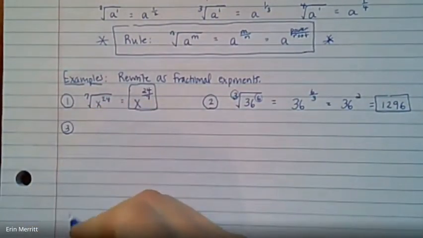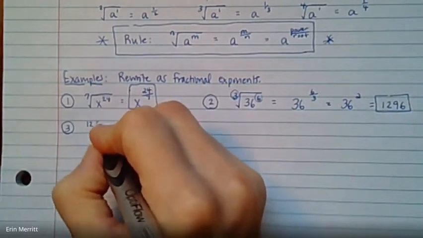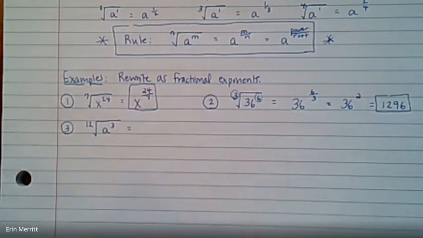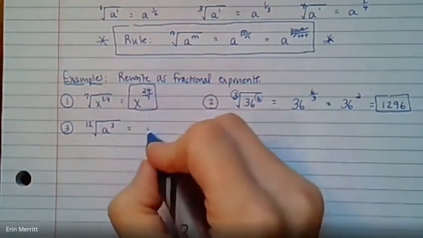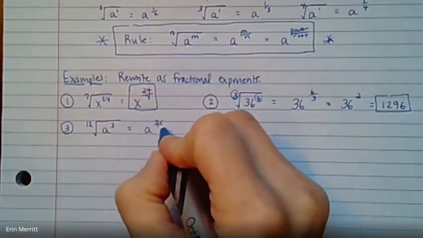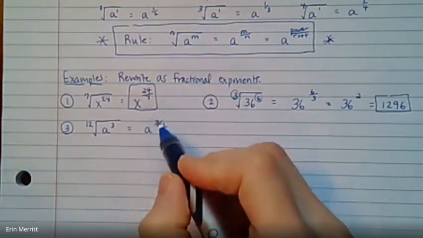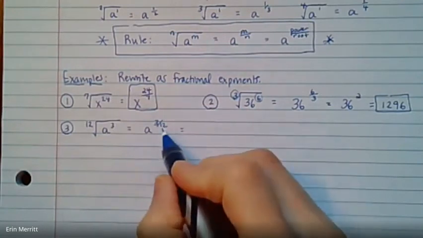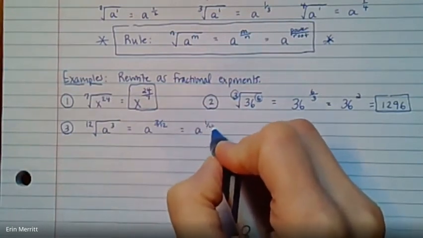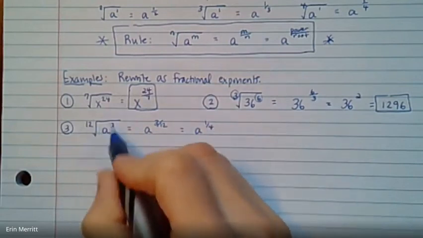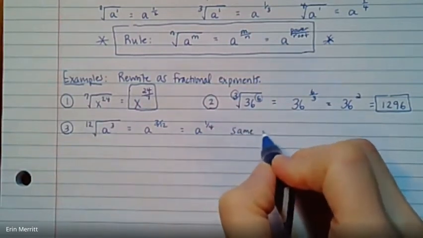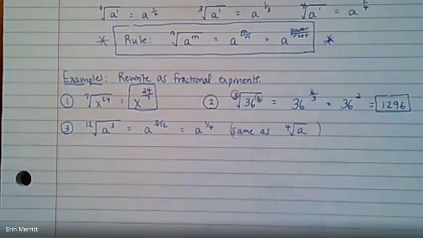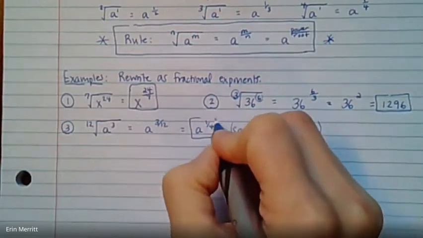All right, let's do one more here. If I give you the 12th root of a cubed, same thing, power over root. And so in this case, 3 over 12. So sometimes the power is going to be smaller than the root. But what we could do is we could simplify. 3/12 would be the same as 1/4, right? And so this is actually the same as the 4th root of a. So that's just a little sidebar over there. But a to the 1/4 would be our answer here.